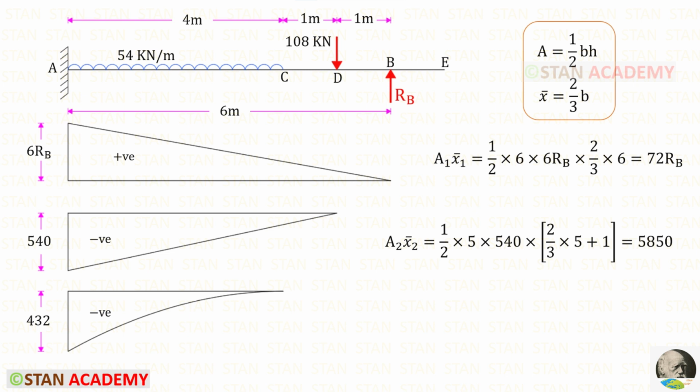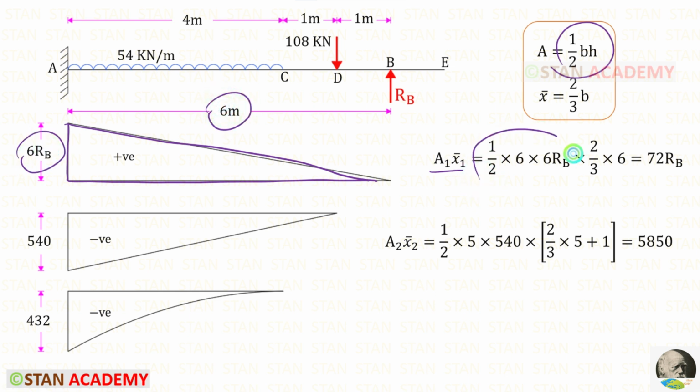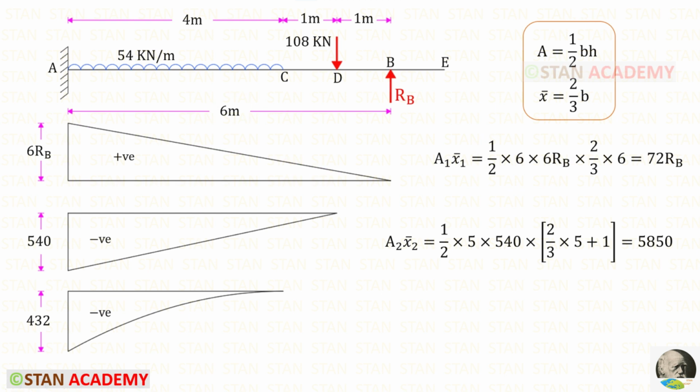Now let us find area 1 x1 bar. We know that it is a triangle. We know the area formula of a triangle, half into BH. Here the breadth is 6 and the height is 6RB. So this is the area. We have to find the centroid distance x1 bar about the right side. The formula is 2 upon 3 into B. Here the breadth is 6, so 2 upon 3 into 6. For area 1 x1 bar, we will get 72 RB.